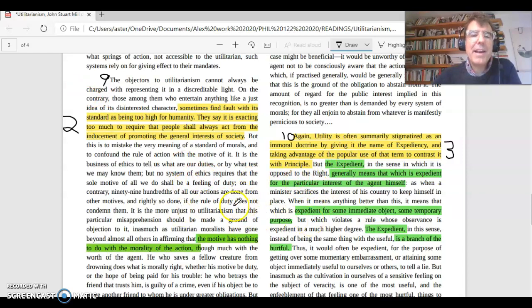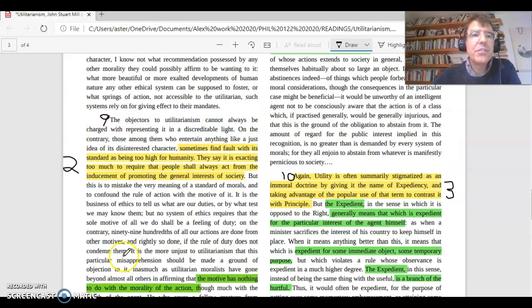All right, so on this page, page 92, paragraph 9, paragraph 10. We're going to look at two of the objections that Mill anticipates. And you can see I have things color-coded. So yellow is the objection that he brings up. And then green is a highlight from his rebuttal, his answer to the objection. Okay, here we go. So paragraph 9, this is what we're calling objection number 2, the too high for humanity objection, which is in the Reader's Guide.